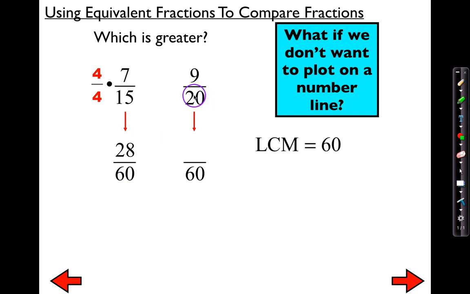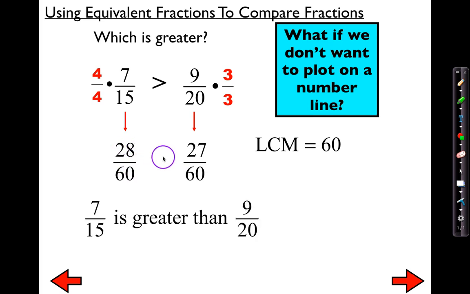Okay, now let's see here. How did a 20 become a 60? Well, we would have to multiply by 3, so let's do that to the numerator as well as the denominator. So now the new numerator is no longer a 9, it's going to be 9 times 3, which is 27. And notice here, 20 times 3 is still 60. By having it both in 60ths, I can quickly see which one's greater. From this, I obviously can see that 28/60 is greater than 27/60, which means the original 7/15 is greater than 9/20.